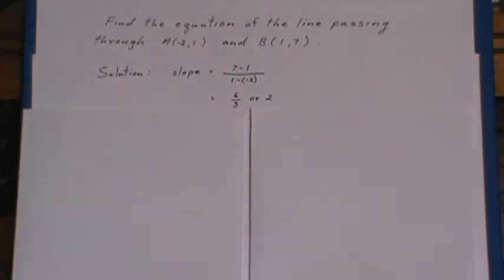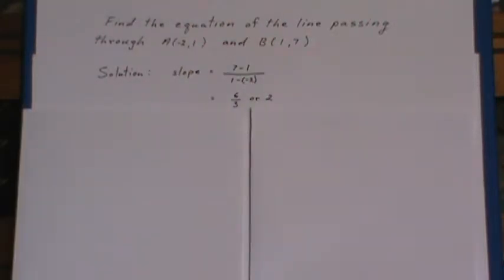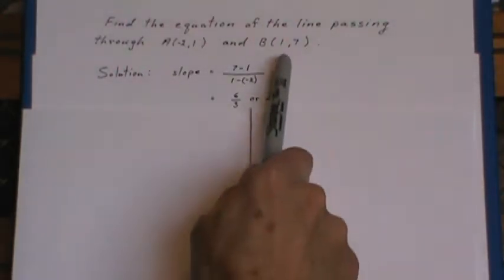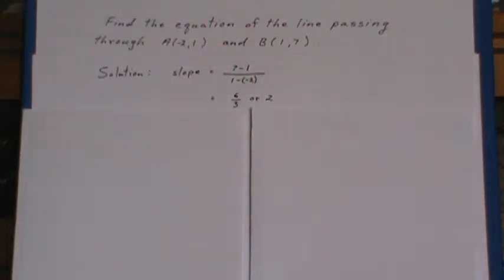Now, let's take a look at how we can use those two formulas. Here's a sort of a typical equation. Find the equation of the line passing through A and B. The first thing we do is figure out the slope. 7 minus 1 is the difference in the y's over 1 minus negative 2, which is the difference in the x's. And once I simplify that to 6 over 3, I get a slope of 2.